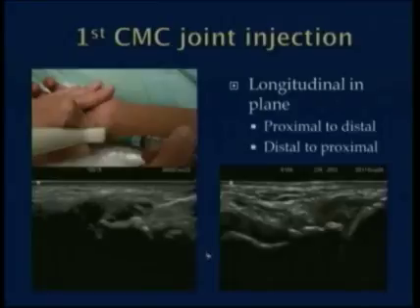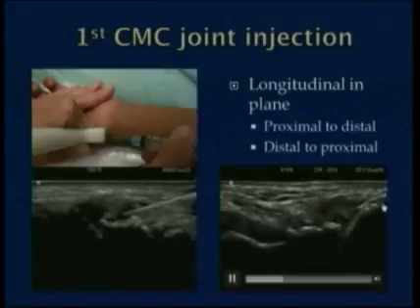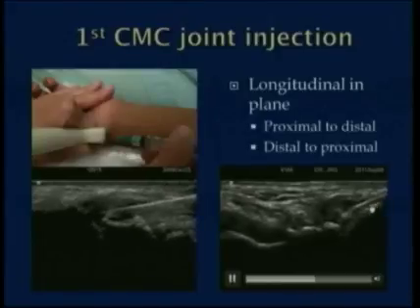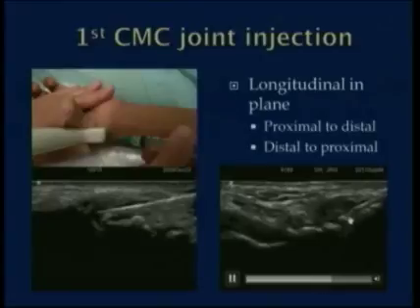On the other hand, you could use a different approach. You could go over your first metacarpal from distal to proximal. Here I am approaching this joint from distal to proximal, and here is a needle in the first CMC joint, and my injection into the joint.